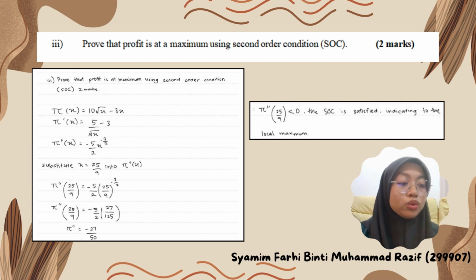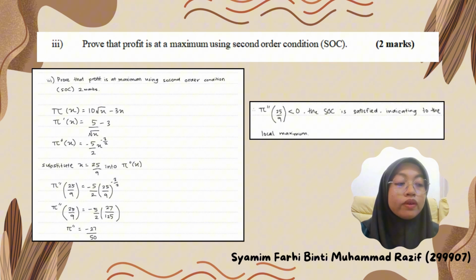What we are going to do is derive it first. By using the equation we used earlier, we will derive it until we get pi prime of x equals 5 over square root of x minus 3. So this is the first derivative. But for the question, they asked us to do the second order condition, which is SOC. So we need to derive it again.